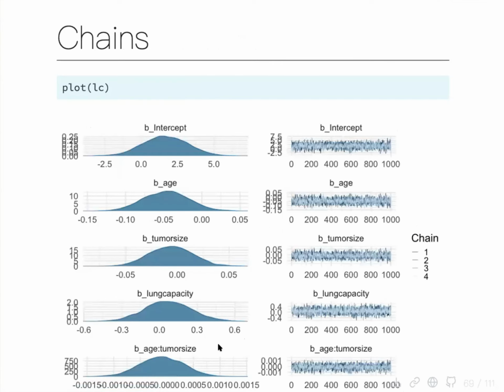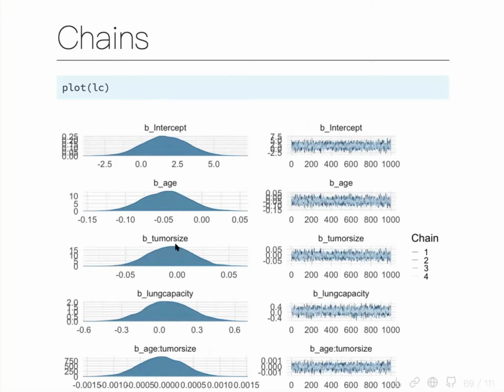And then we can look at our chains. We can look at our convergence here. So here's for our intercept, age, tumor size, lung capacity, and our interaction. We also probably have the standard deviation down there below, but it got cut off on the slides. But again, you're just going to want to look at these chains and make sure that they look like hairballs, that you don't see any patterns in them, right? So all of these look good to me.